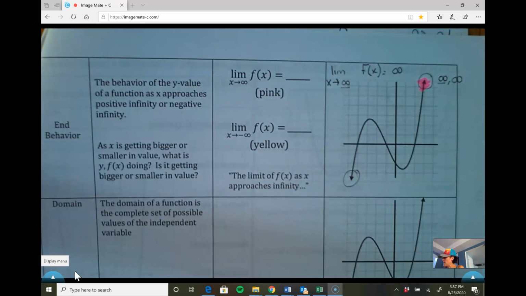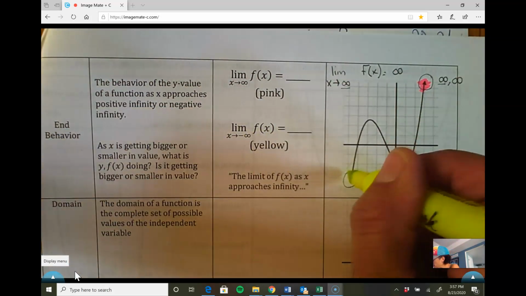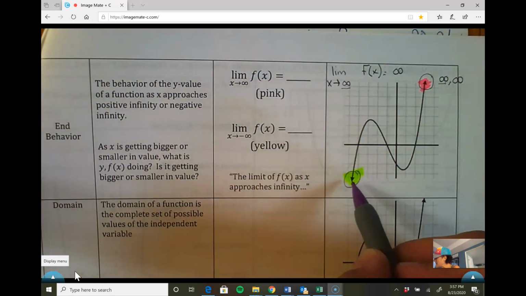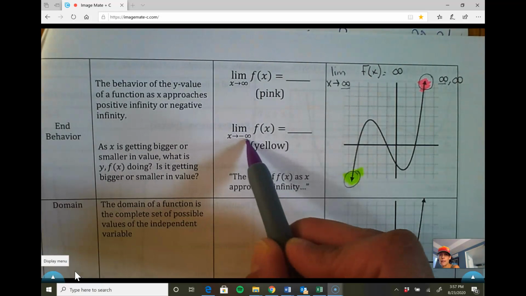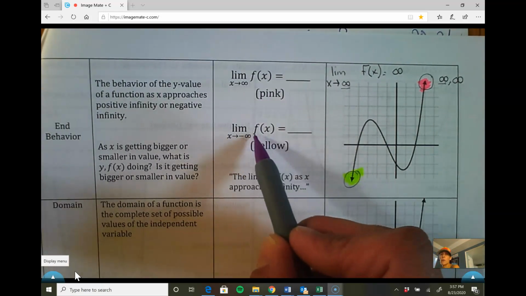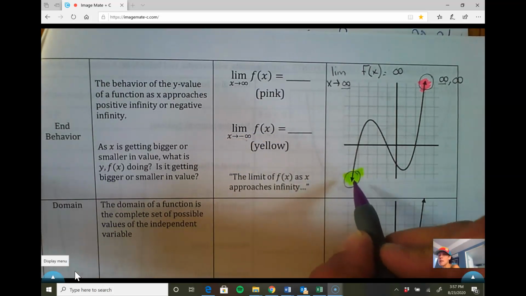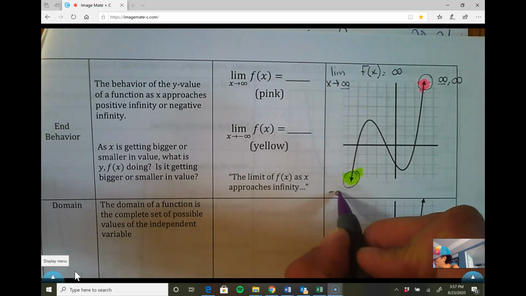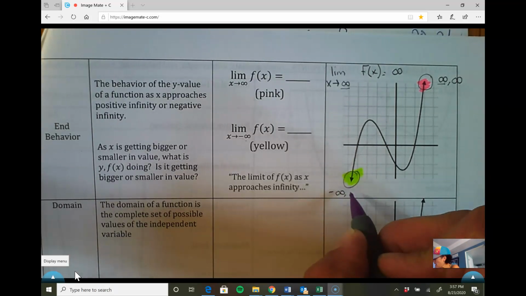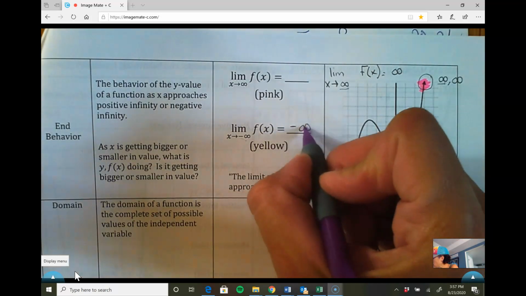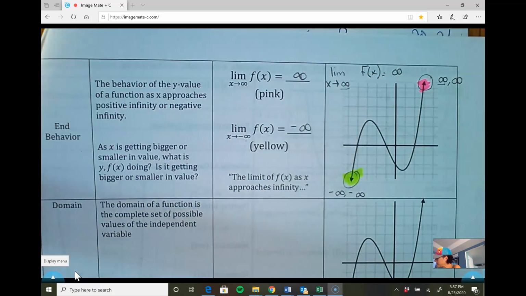Now, in this one, we're looking at the other direction. Well, what happens when x is getting smaller? And over on the left side, this arrow, as we had already said, indicates it's going left, which means your x is getting smaller. And so what we want to know is, well, what's the f of x doing? What's the y doing? And so as it goes left, negative infinity, it's also going down, so negative infinity. And this is what we would put in here. So let me put these two in here.